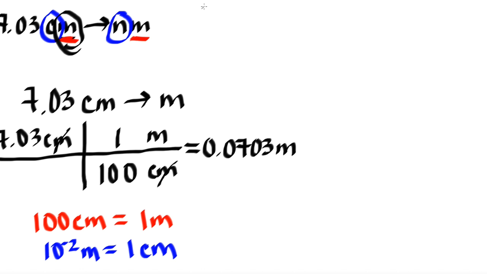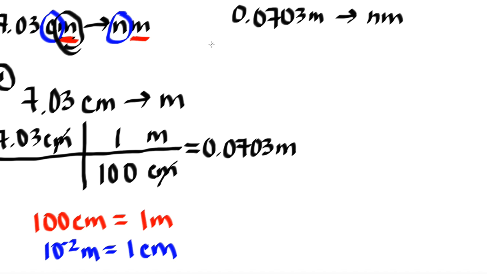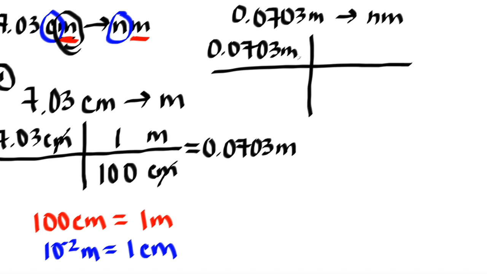This is a good start because our final answer needs to be in nanometers. So we split this up, and this was the first step. We now want to get this meter answer into nanometers. So I'm going to take 0.0703 meters and convert that to nanometers. I do my little table here. Meters is on the bottom and nanometers on top, because my final answer needs to be in nanometers. Meters and meters cancel, leaving me the unit of nanometer.